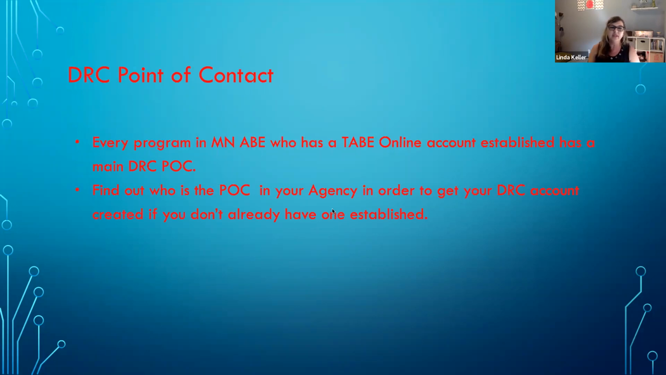The very first thing that you need to know before being able to get access to TABE Online is you need to know who your point of contact is at your local program. Every agency in Minnesota who has a TABE Online account has a point of contact if they've already created an account. So find out from your program manager, your lead teacher, your lead instructor, who your point of contact is in your agency in order to get your account created if you don't already have an account established. So that's your very first step, okay?